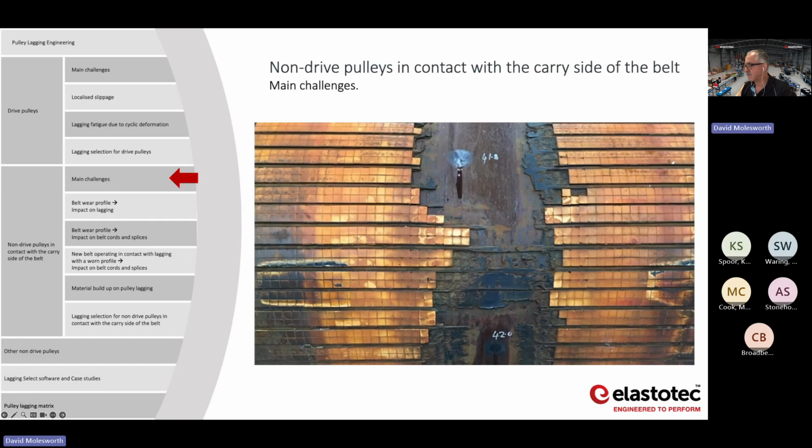I don't know if you guys have seen pulleys like this? Yep. Okay. Common problem, particularly with bend pulleys and high tension bend pulleys, where you get this wear pattern through the center.